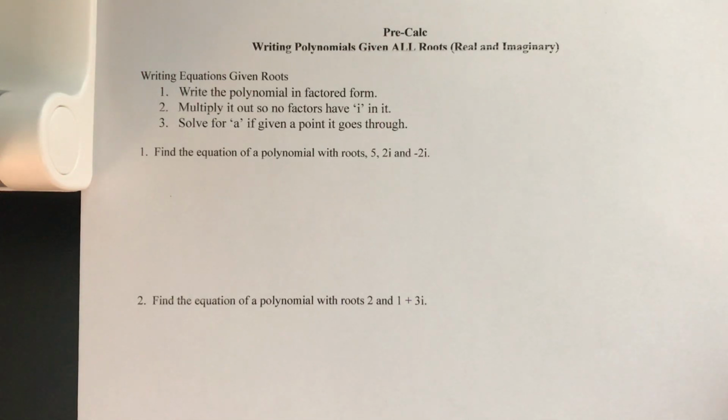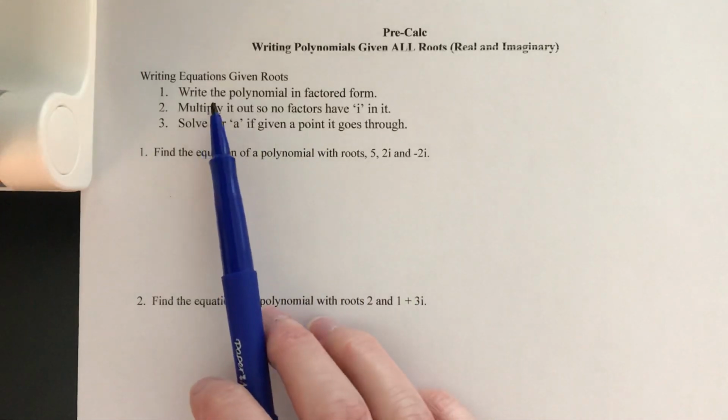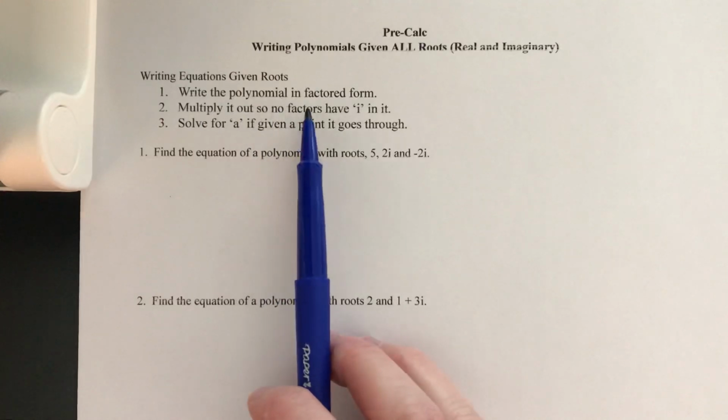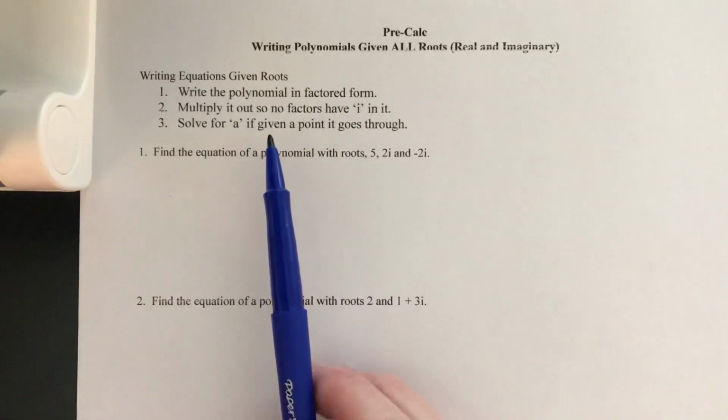This video is going to walk you through writing polynomial equations given all of the roots. So not just real roots, but real and imaginary. Back when we had real roots, we always converted the roots into polynomial factored form. So if we had a root at 2, my factor was x minus 2. But now what happens if you have imaginary roots with i in it?